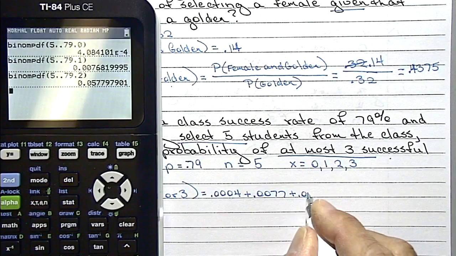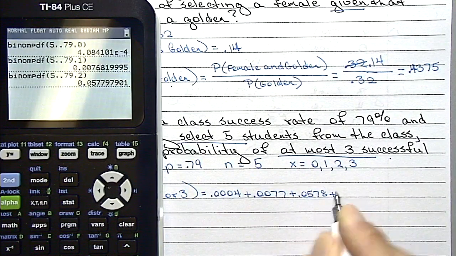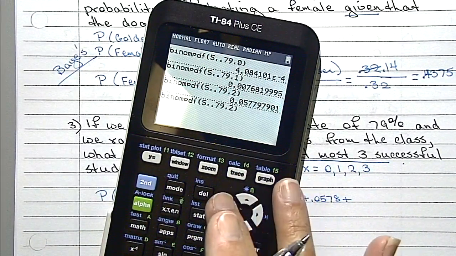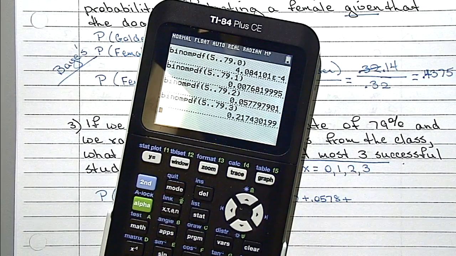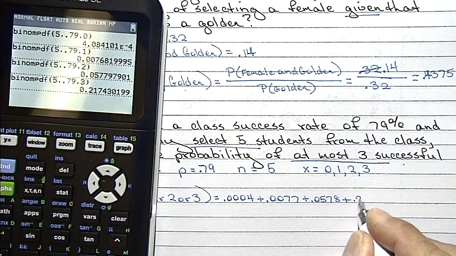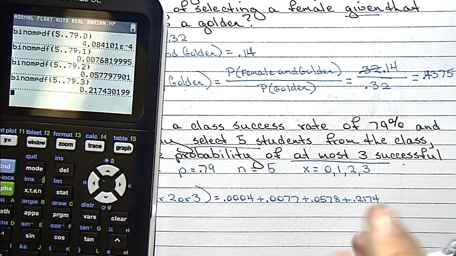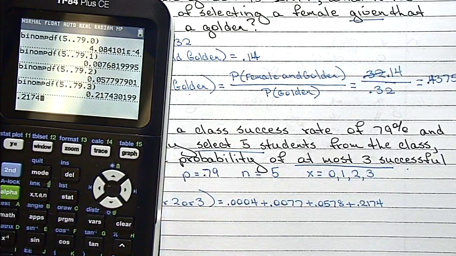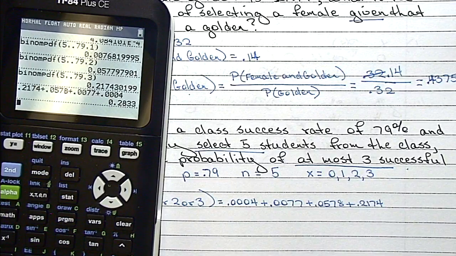Plus 0.0578. And now I'm going to do 3. Go up and highlight it, enter, change that 2 to a 3, and I get 0.2174. So now I need to add them all together. So I'm going to go 0.2174 plus 0.0578 plus 0.0077 plus 0.0004. I think I got those right. And I get 0.2833.